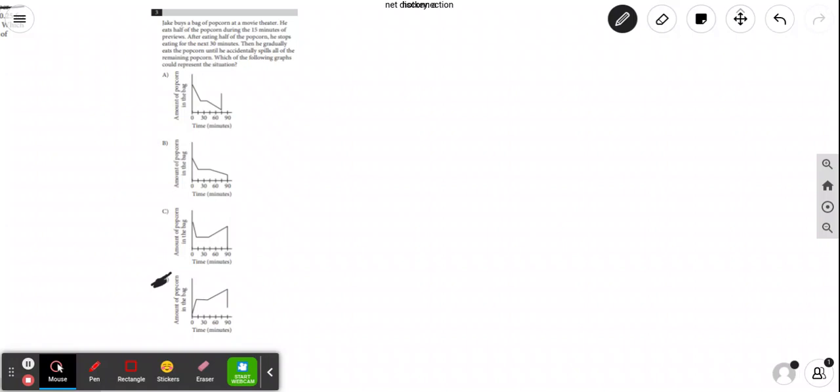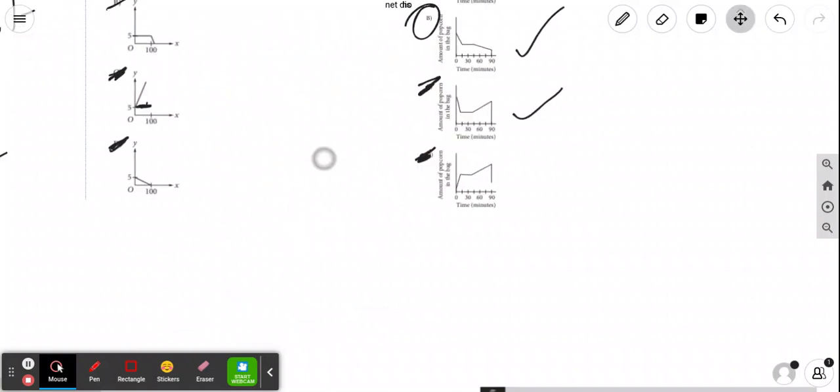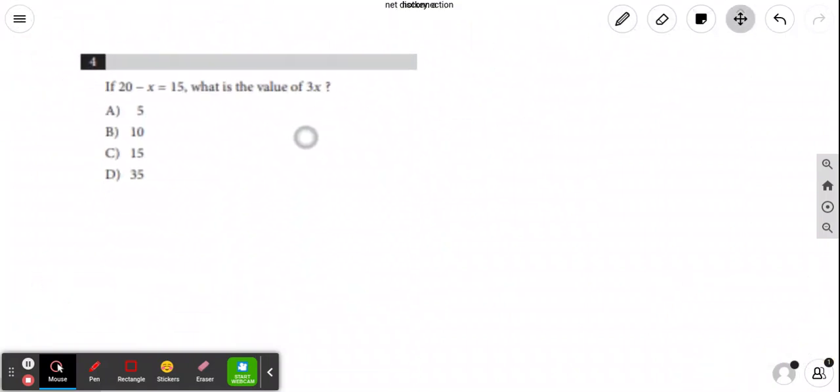So 15 to 45 he doesn't eat. This one looks good there, this one looks good there. Then he gradually eats the popcorn until he accidentally spills the entire thing. Okay. It doesn't say anything about gaining any popcorn, so it can't be A or B. It has to be B. Let's move on with confidence. So far, none of these problems need a calculator. Let's see if this one needs a calculator.